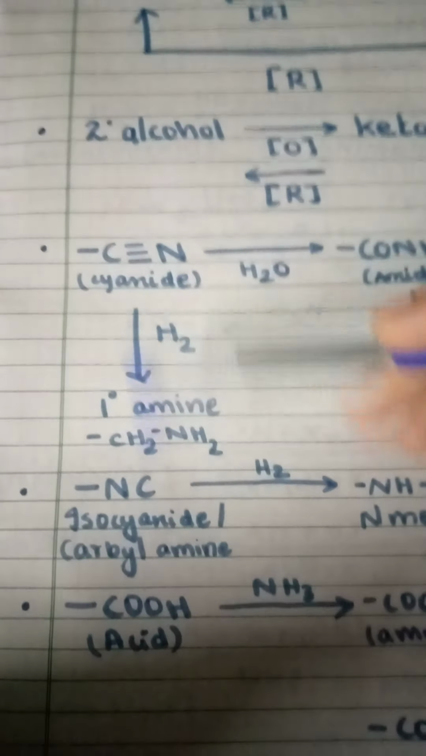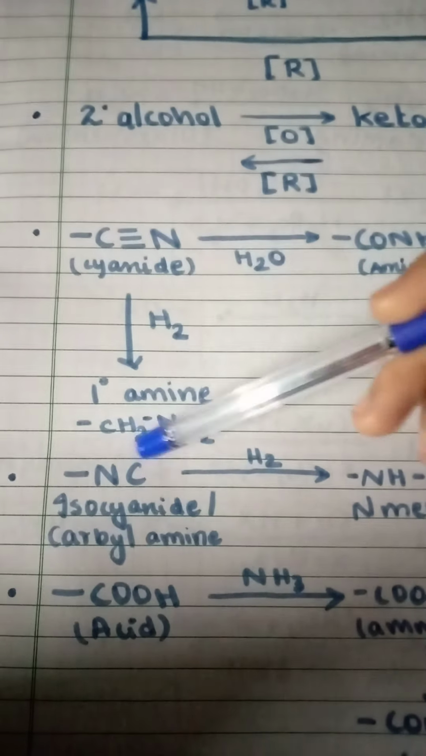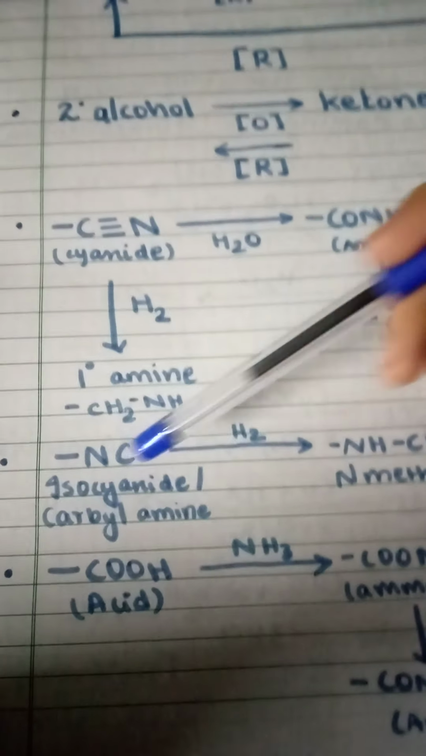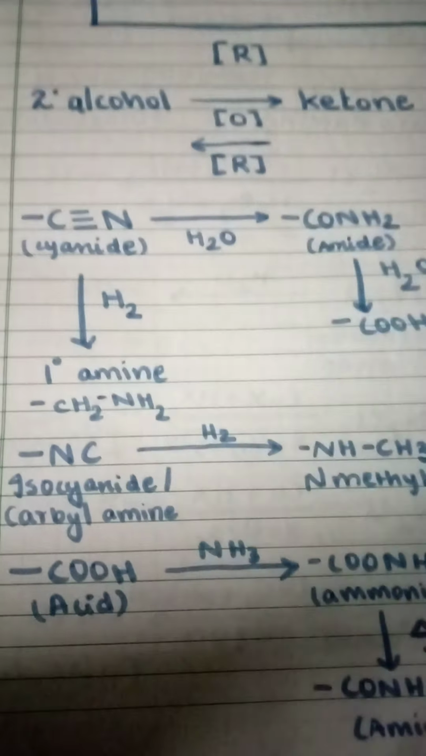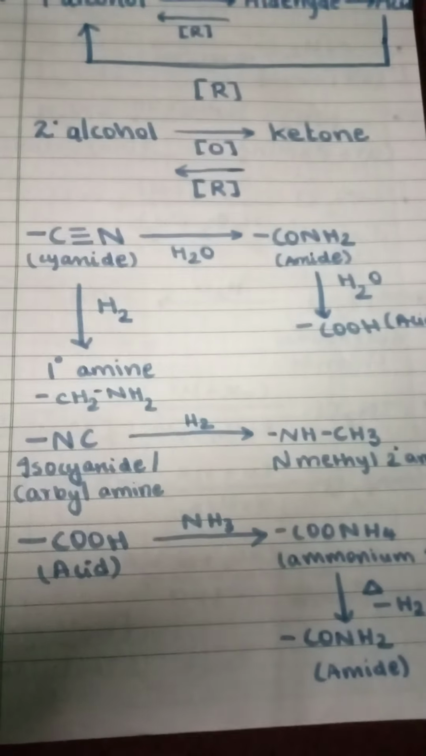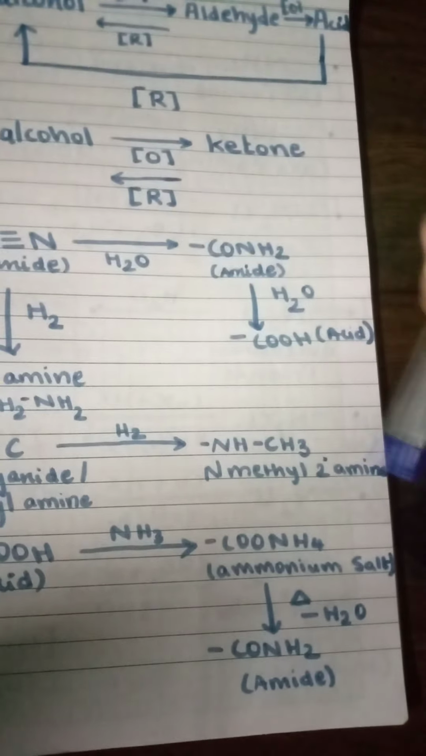Now we know that cyanide is CN, so isocyanide means NC. If you see isocyanide or carbylamine, both are the same, don't get confused. So NC on reduction. Whenever I say reduction I mean hydrogen, and whenever I say oxidation I mean oxygen. That everyone knows. So isocyanide or carbylamine on reduction will give me N-methyl secondary amine.